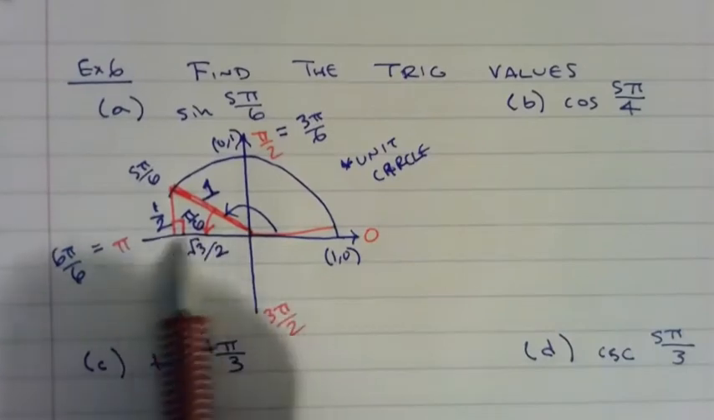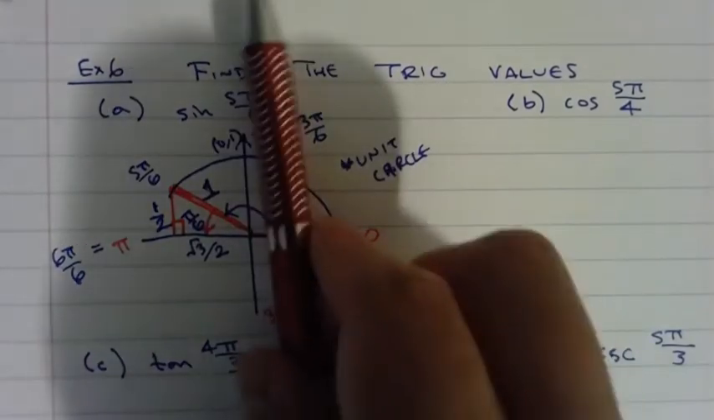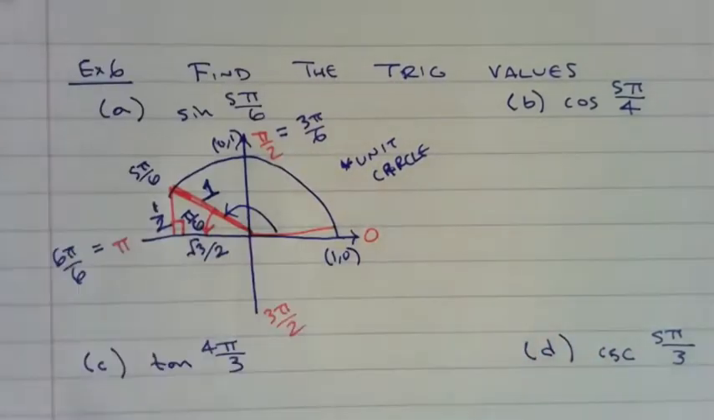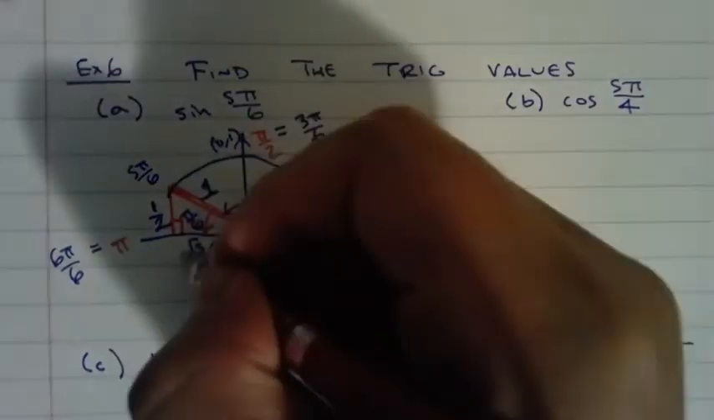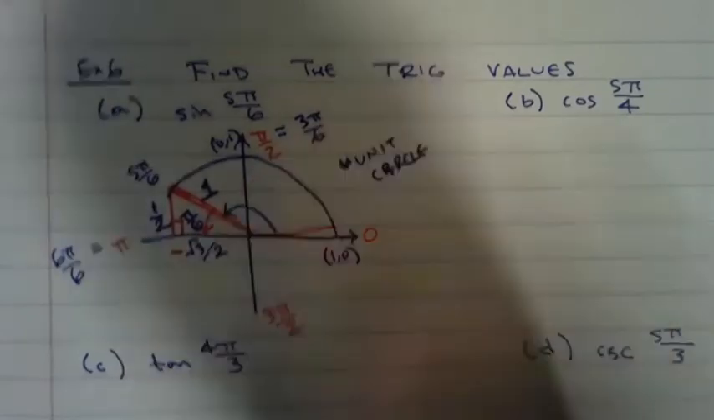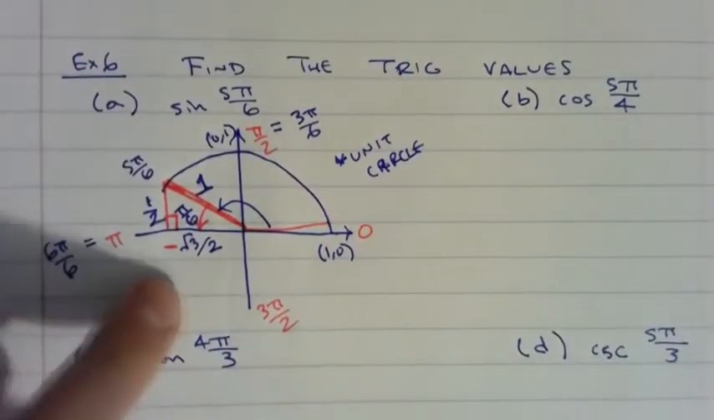But take a look at this side right here. Is this positive? Whoa, it's on the left side of the y-axis, and we know that things at the left side of the y-axis tend to be negative. So therefore, this right here is negative right there. Be very careful. That's a negative.